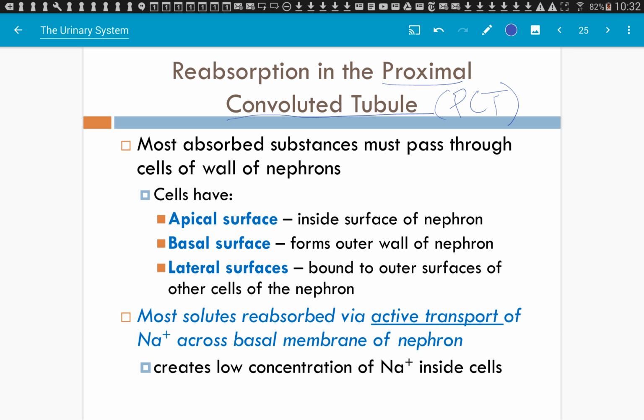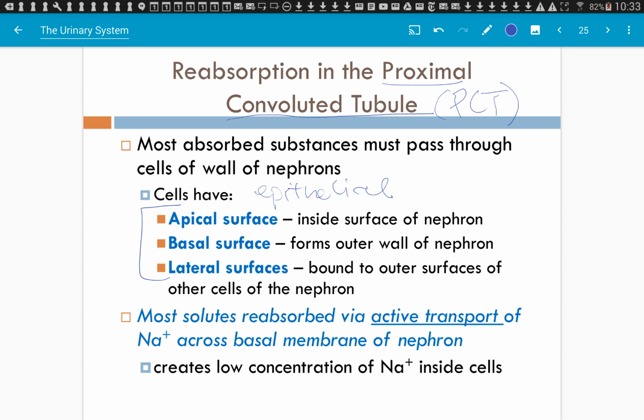So back to some real quick info, remembering that the whole nephron is made of epithelial cells, basically either simple cuboidal cells or simple squamous cells, okay? Really important to remember because all epithelial cells have an apical surface and a basal surface, a free surface and that basement membrane where the basal surface is attached.